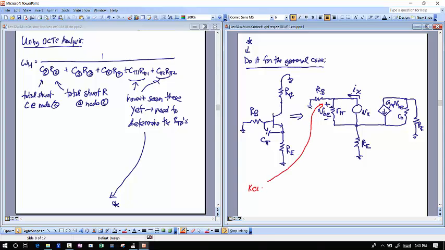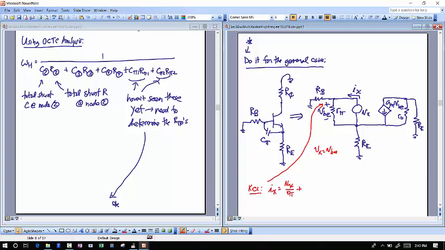Let's do a KCL right there. And if I do that, then I can say that my Ix current is just going to be equal to the current going through R pi, which is just the VBE over R pi, but VBE equals Vx, right? So I could say that Vx equals VBE in this case. You could see that right from this circuit. So I'm going to write that as Vx over R pi.